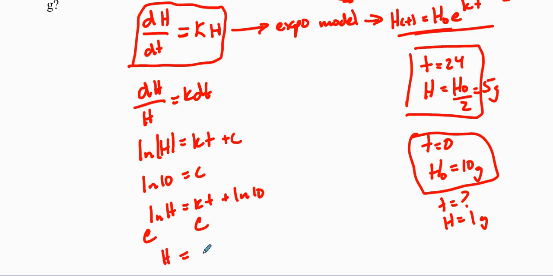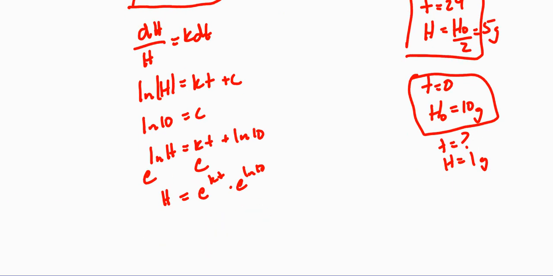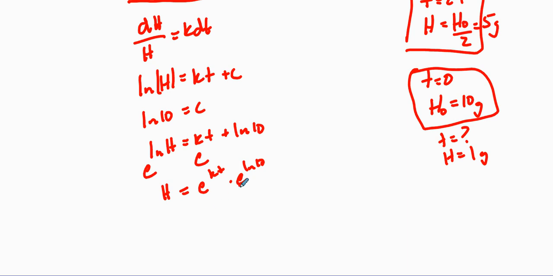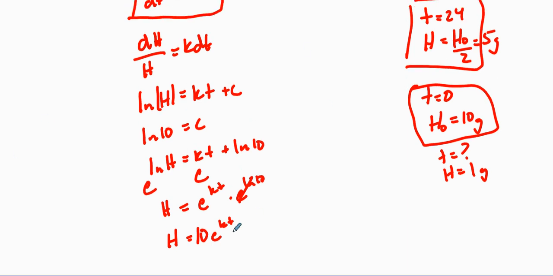We know that this goes in front, so it's going to be e to the kt times e to the natural log of 10. Using the properties of exponents and logs, these cancel out, so we have 10 e to the kt power equals h. We're going to use this half-life of 24 to solve for K.